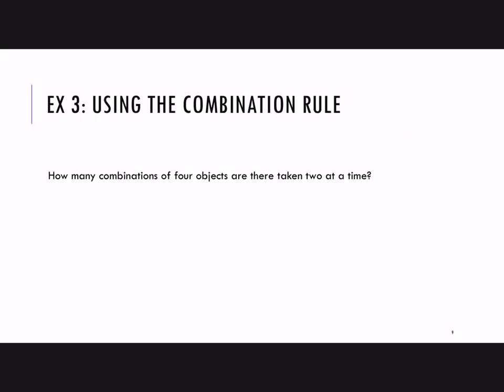Okay, so let's try this out. Use the combination rule to decide how many combinations of 4 objects there are taken 2 at a time. Okay, 4C2. So we have a couple different options. One, you can just use the button in your calculator. So you would do 4 and then hit the nCr key, and then the number 2.